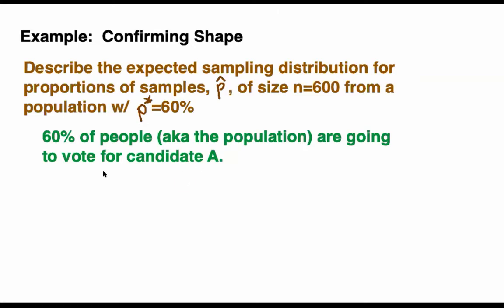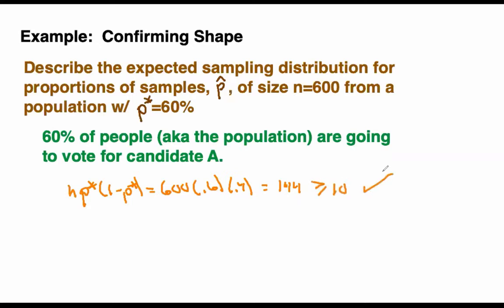The first thing we need to do is confirm, if we're going to describe the shape, that it's a normal distribution, or say that it's not normal. So we take n times p star times 1 minus p star. In this case, we have 600 times 0.6 times 1 minus 0.6, which is 0.4. 0.6 times 0.4 is 0.24, and 0.24 times 600 is 144, which very clearly is greater than or equal to 10. So we have a normal distribution.